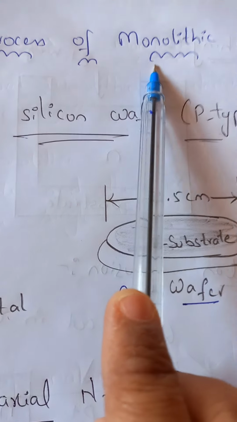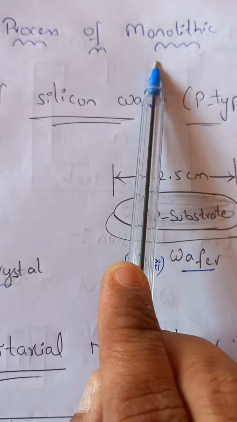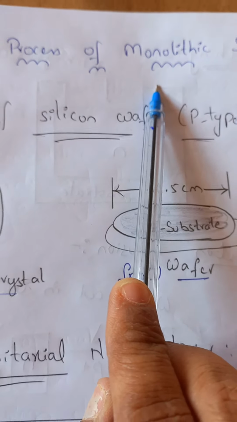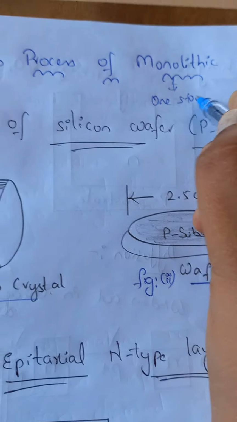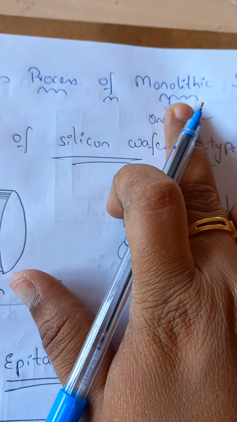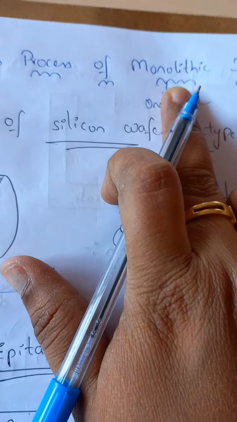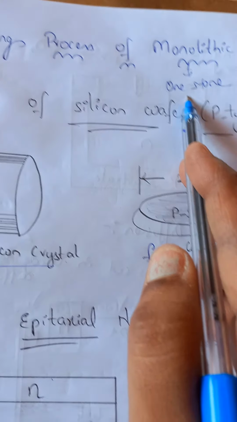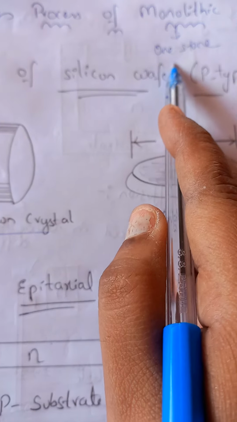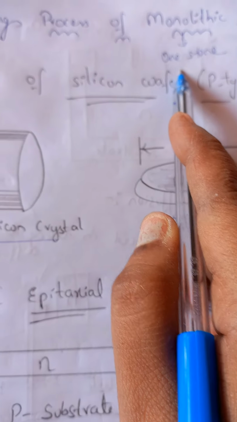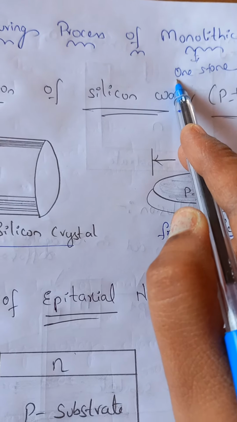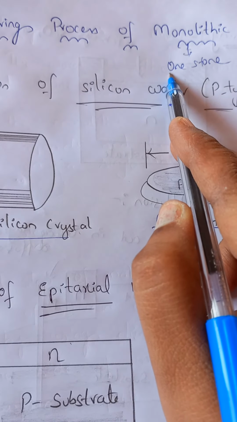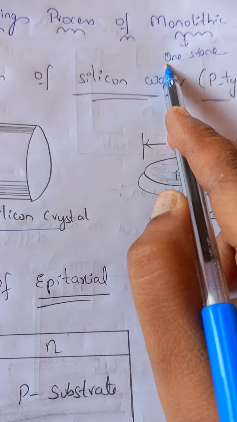Here, the word monolithic is derived from the Greek word meaning one stone. Monolithic means one stone. So a monolithic IC is one in which all the circuit components and their interconnections are formed on a single wafer, which is known as a substrate. On this single stone, we interconnect all the circuit connections.